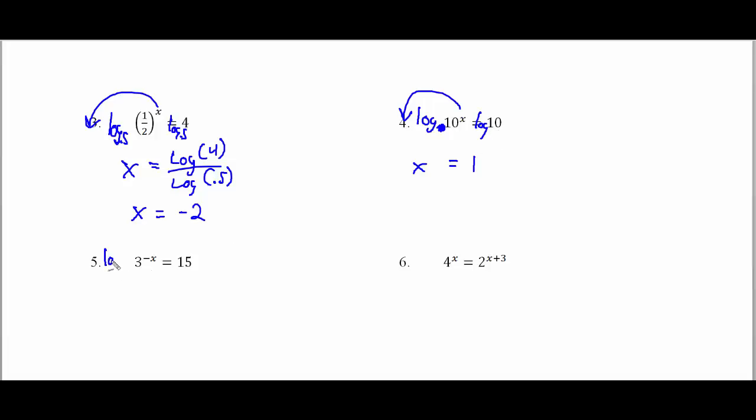In number 5, we're going to use log base 3 on both sides, and that gives me negative x is equal to log base 3 of 15. So this is going to be log 15 divided by log 3. If I do the division here, I get a decimal, and that decimal is going to be positive 2.465. The directions up above were to round to the nearest thousandth, or 3 decimal places. Dividing both sides by -1 gives me an answer of -2.465.